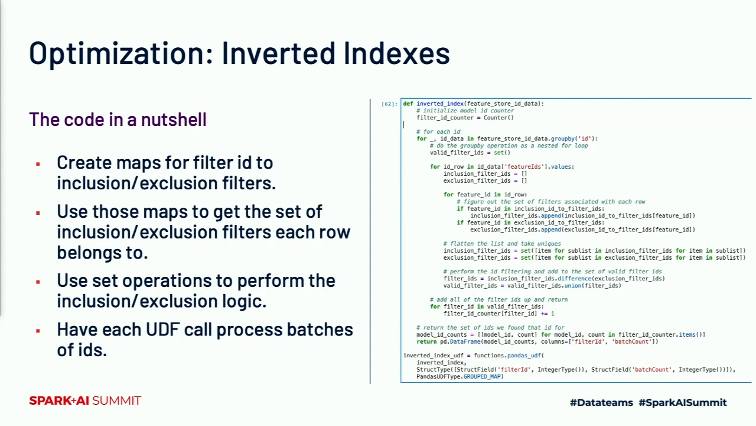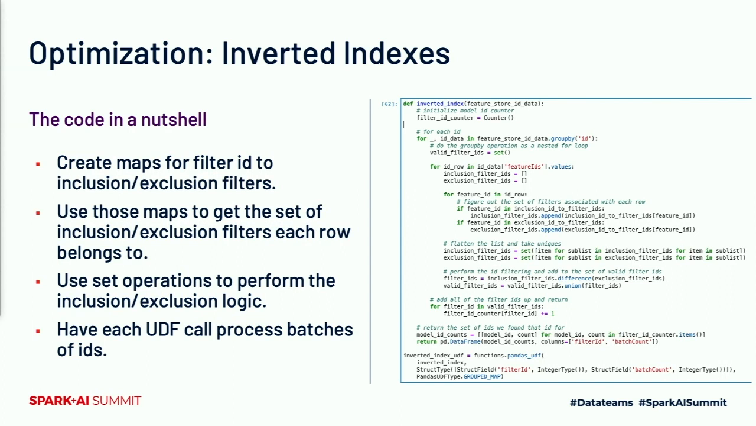For the Pandas UDF, there's this high-level idea that you can store or pre-compute dictionaries and maps and the like to make your actual UDF run faster. And so we're going to use this trick to create maps from each filter ID to the inclusion and exclusion filters it's associated with. We're going to construct our inverted indices to basically say, if you have this feature ID that represents you're in the US, we've seen you in these inclusion ID filters and these exclusion ID filters.